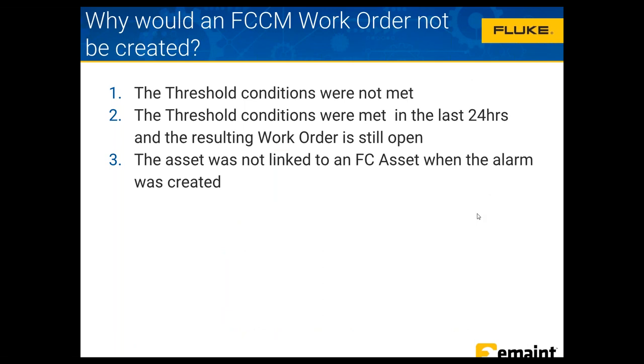So either the threshold conditions were not met, which is entirely possible, especially if you're using the Fluke condition monitoring set values instead of making your own thresholds, you don't actually see what those thresholds are, so they may not have been met. Or the threshold conditions were met in the last 24 hours and the resulting work order is still open. So right now, if my 1006 vibration sensor were to set off a new vibration alarm, it won't create another work order because my current Fluke Connect condition monitoring work order for that same asset, for that same vibration sensor, is still open. So it's not going to actually generate anything unless it's been 24 hours since then. Or if I have actually closed that work order and this has happened again, it creates a new work order then.